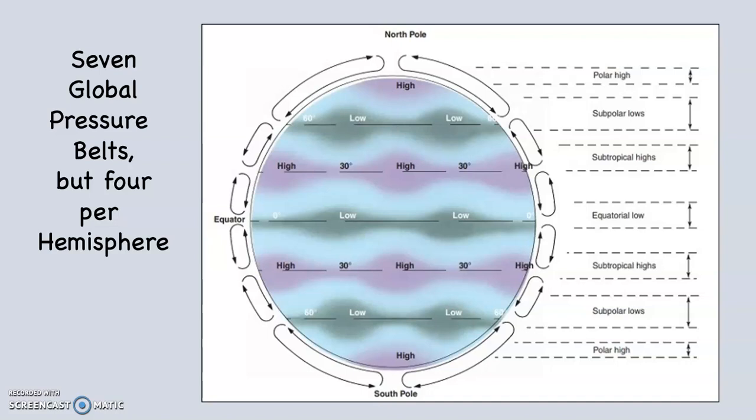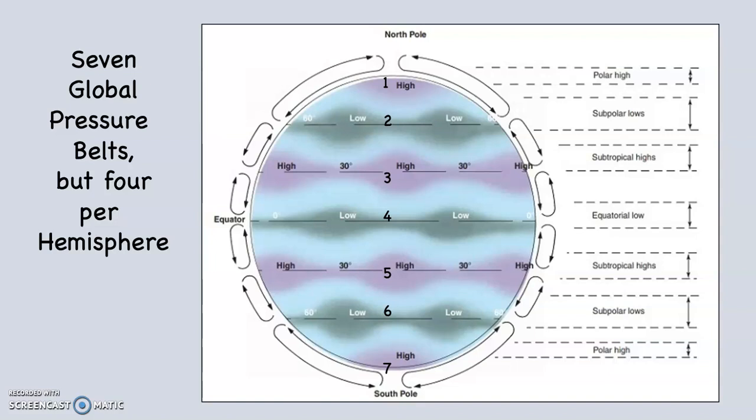There are 7 global pressure belts. Take a look. You can see if you count them. But 4 per hemisphere, so it's a little tricky. Here are the 7: polar high, subpolar lows, subtropical highs, equatorial low, subtropical highs, subpolar lows, polar high, from north to south. Can you see that?